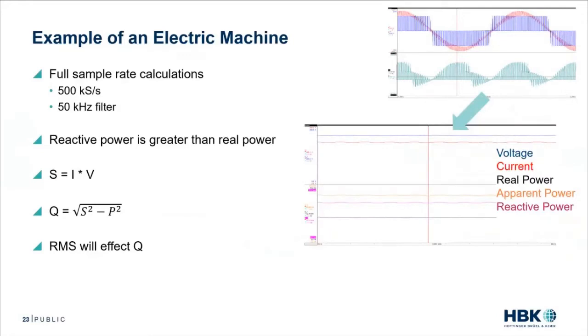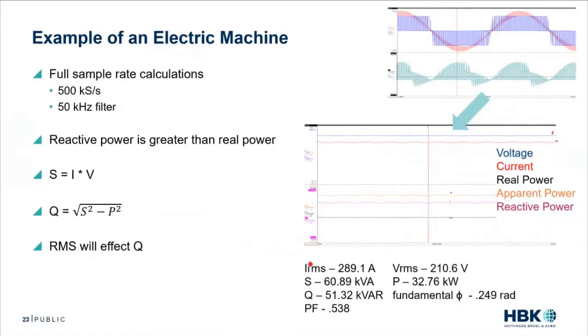So we take that data and we run our calculations. And we get RMS voltage, current, reactive power, apparent power, and real power. And if we run the numbers, we get an IRMS, a VRMS. Note this 210 again. We see our apparent power is 60 kVA, our real power is 32 kilowatts, and our reactive power is 51 kVAR. Our reactive power is greater than our real power. And again, this is where I get a lot of questions, and we'll touch on some of this in a moment.